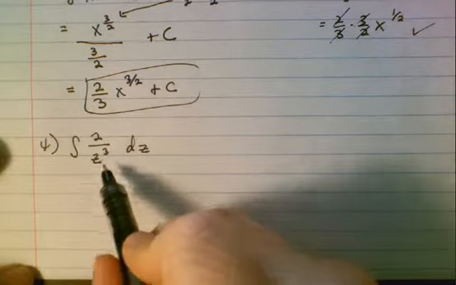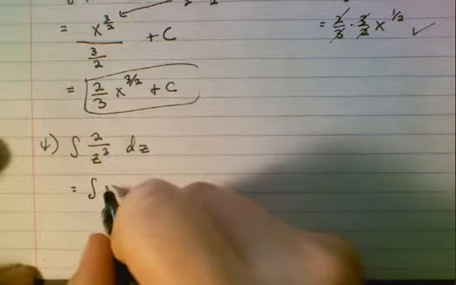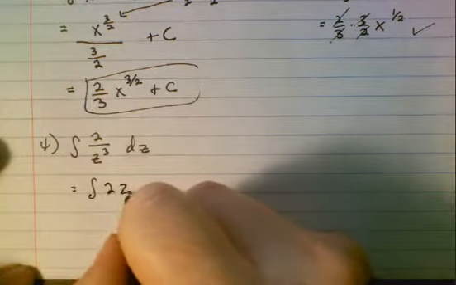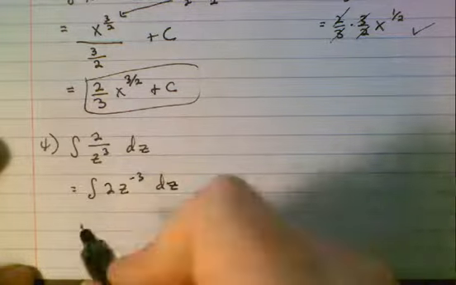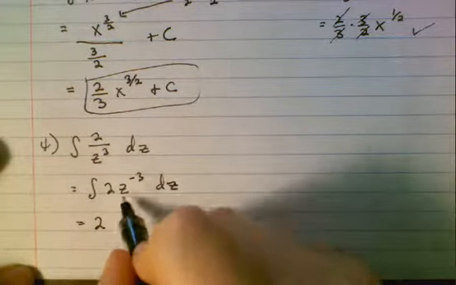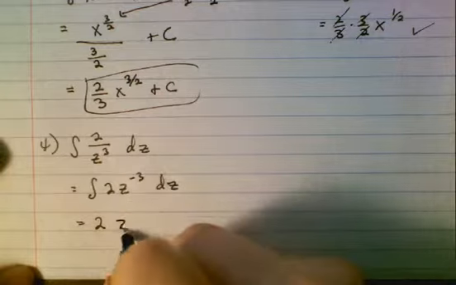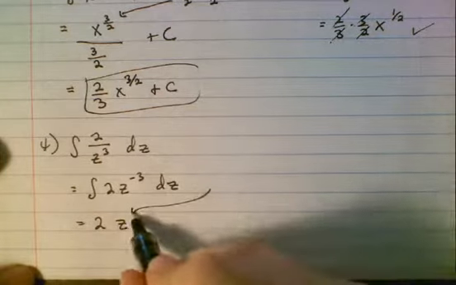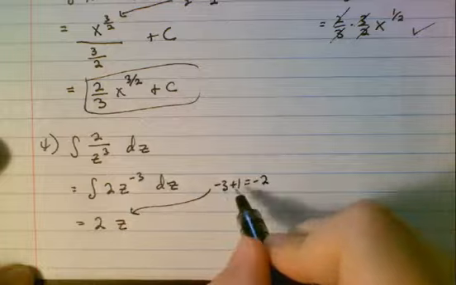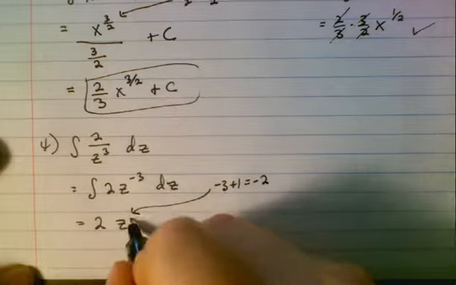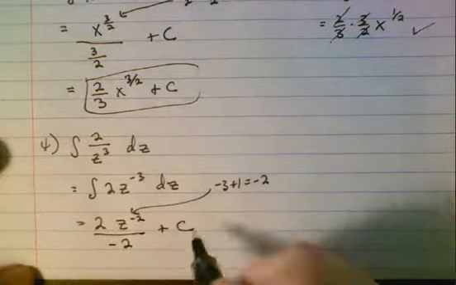So if we have something with an exponent in the denominator, that's the same as just having a negative exponent, so 2z to the negative 3 dz. And now the 2 is just along for the ride, and we use our antiderivative rule to add 1 to the exponent. So this is z. Be really careful with this. This is negative 3 plus 1 is negative 2. Really, really tempting to make it negative 4 instead. And then we divide by the new exponent and add c.